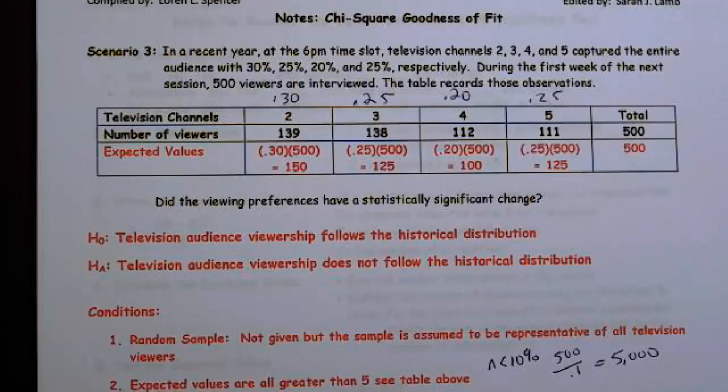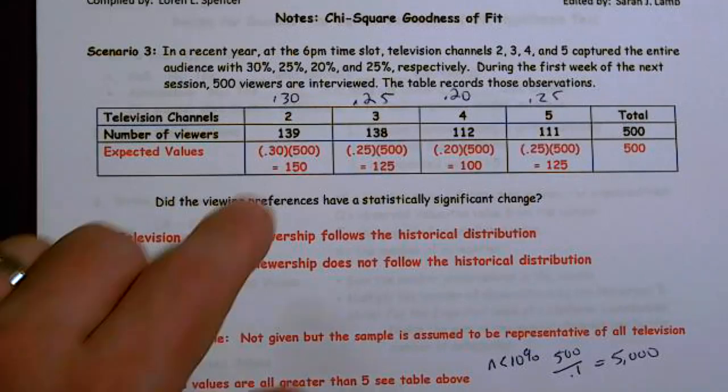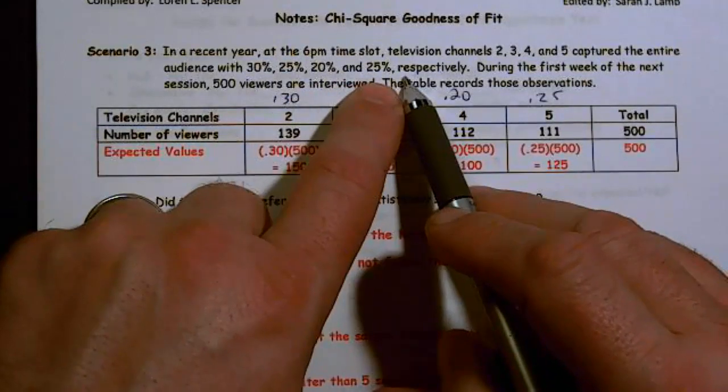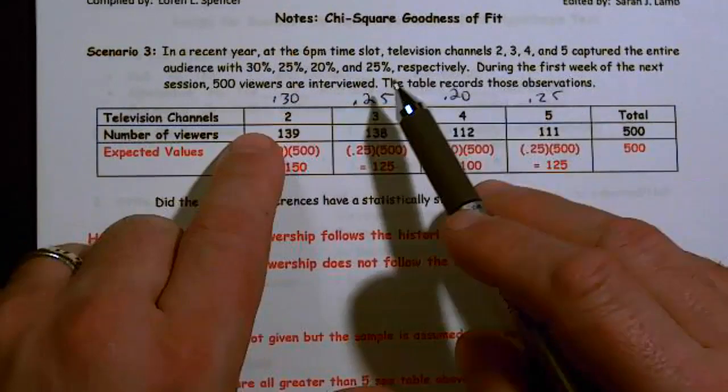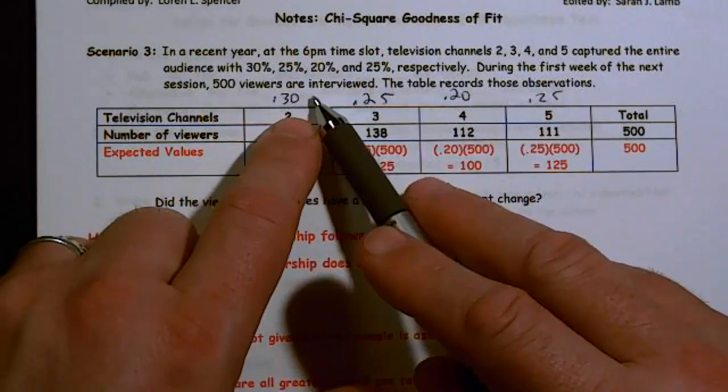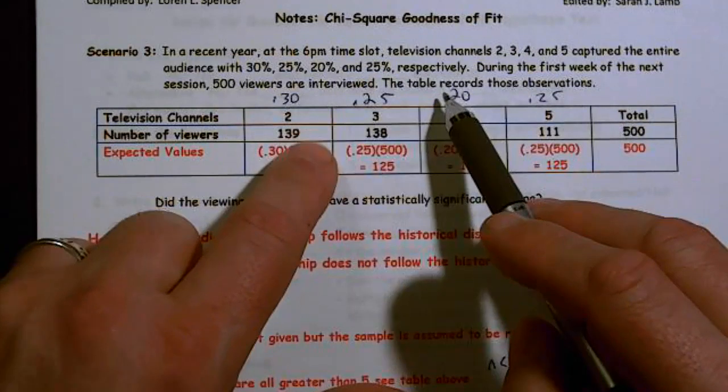All right, this is Chi Square GOF Scenario 3. So in a recent year at the 6 p.m. time slot, television channels 2, 3, 4, and 5 captured the entire audience with 30%, 25%, 20%, and 25% respectively. During the first week of the next season, 500 viewers were interviewed. The table records those observations.